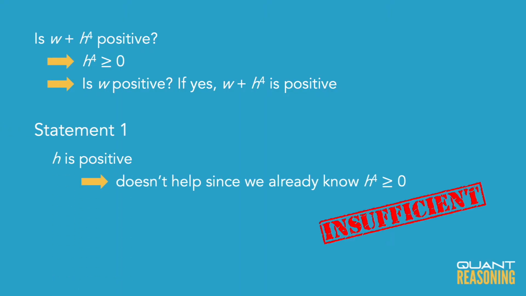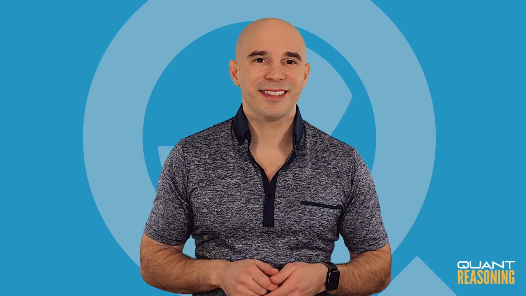Add to that the fact that we don't know anything about w, and really the statement has no chance of being sufficient on its own to answer the question, and therefore the correct answer here is B.